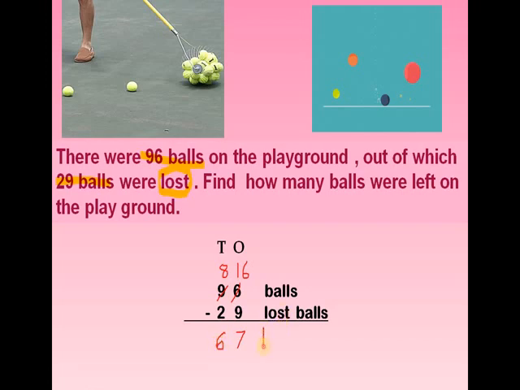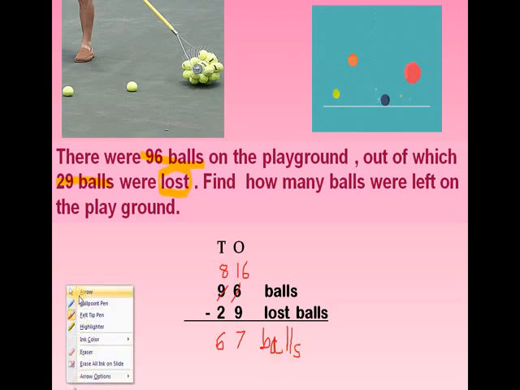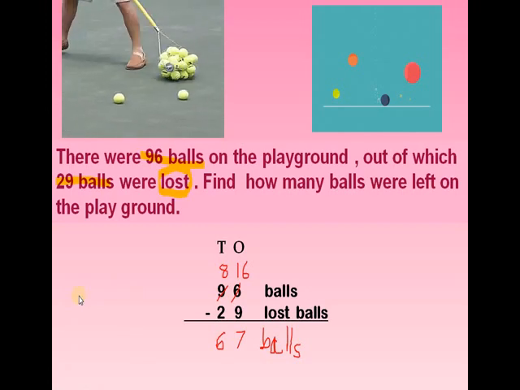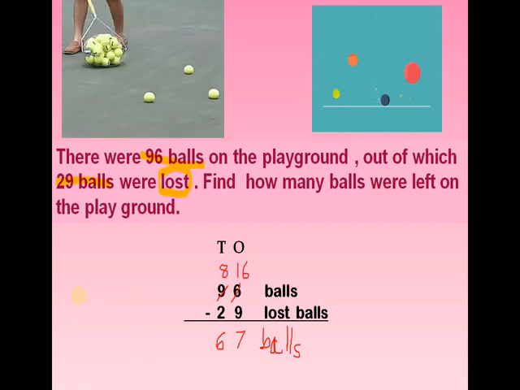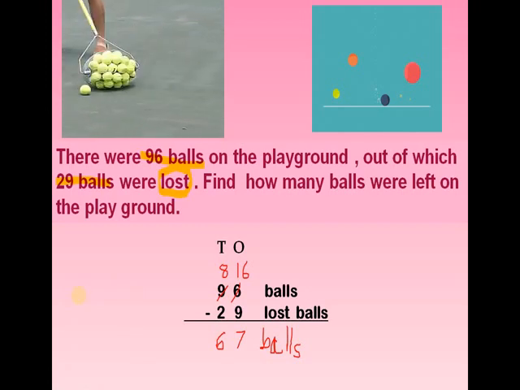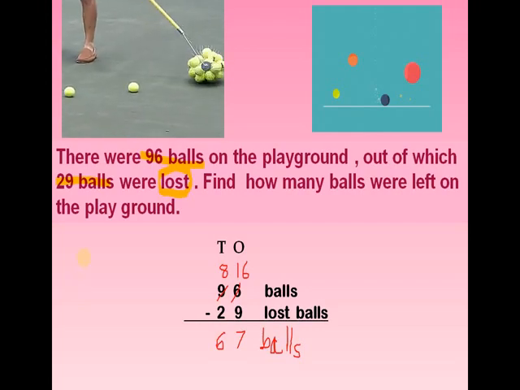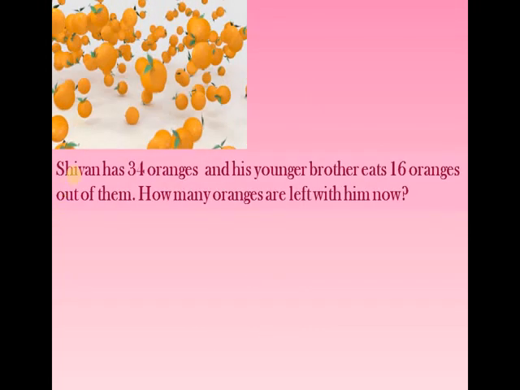And 67 what? 67 balls. So we are going to write 67 balls. 67 balls are left on the playground. Remember, any time when it's a loss, somewhere or the other, we always need to do subtraction. Let's go on to the next example.